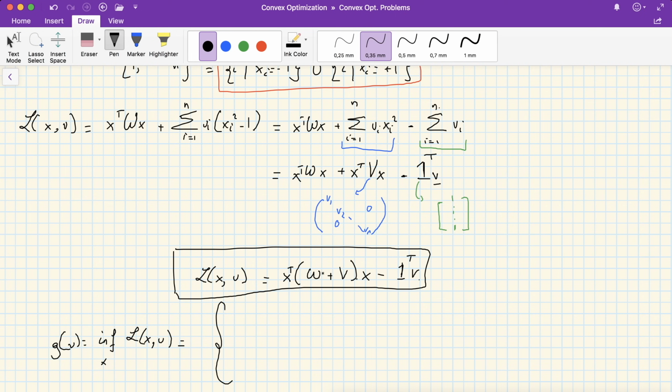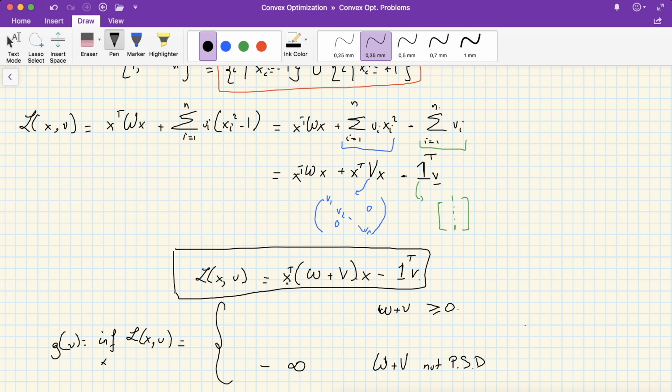Imagine that my matrix W plus V is not PSD, not positive semi-definite. What happens here? I can always find a vector x that could push this term downwards due to the negative eigenvalues of W plus V. So you can always scale your x to attain a lower value of x transpose (W plus V) x, and hence this is unbounded below in x. However, if W plus V is positive semi-definite, you can just pick your x to be the eigenvector corresponding to the minimum eigenvalue of W plus V.